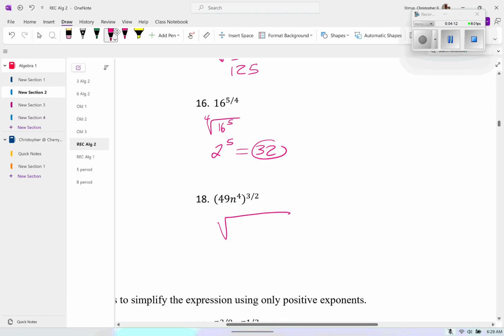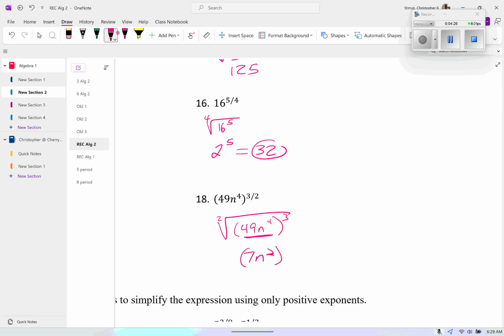On this one, we have a 49n to the 4th to the 3rd. All right, so let's take the square root of this first, because it's square root because of the denominator. So that's going to give us 7n squared to the 3rd, and then bring this in. So 7 to the 3rd is 343, I believe. N to the 6th. Let me just double check my math. Yep, 343. Good.